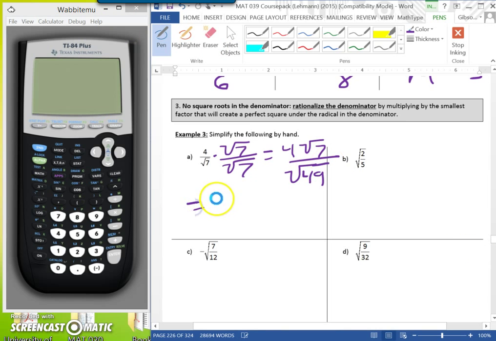What's the square root of 49? It's 7. So our final answer is 4 times the square root of 7 all over 7.